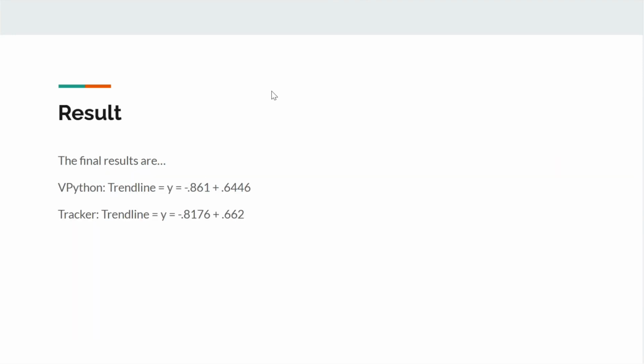Results. The final results were that on VPython, the trend line was y equals negative 0.861 plus 0.6446, while on Tracker, the trend line was y equals negative 0.8176 plus 0.662.